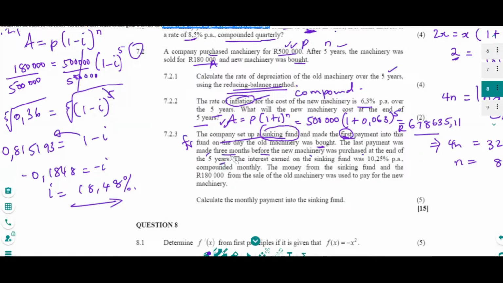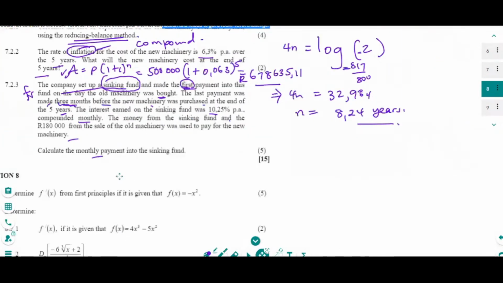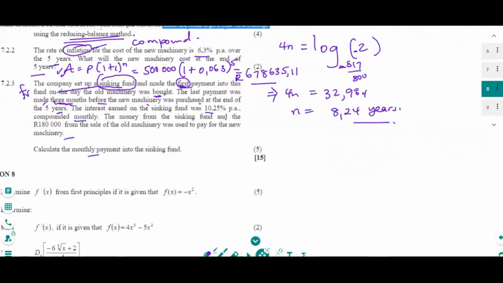Okay, now the scenario changes. The interest rate on the sinking fund is 10.25% compounded monthly. The money from the sinking fund, and this from the sale, was used to pay for the new machinery. Determine the monthly payments. So what we need to establish, first of all, are our various variables. So we know that F is given as x into (1 plus i) to the exponent of n minus 1, divided by i.